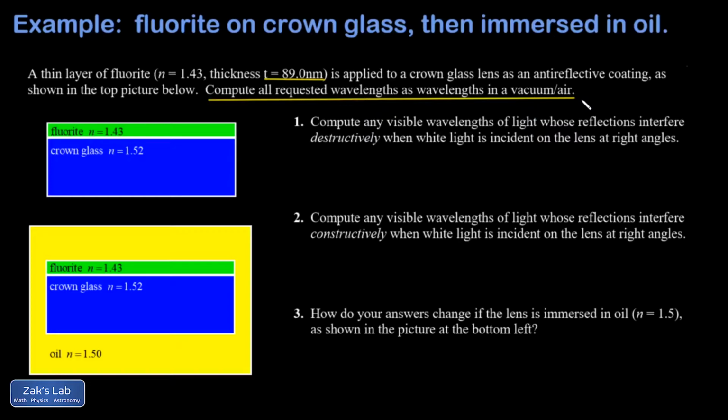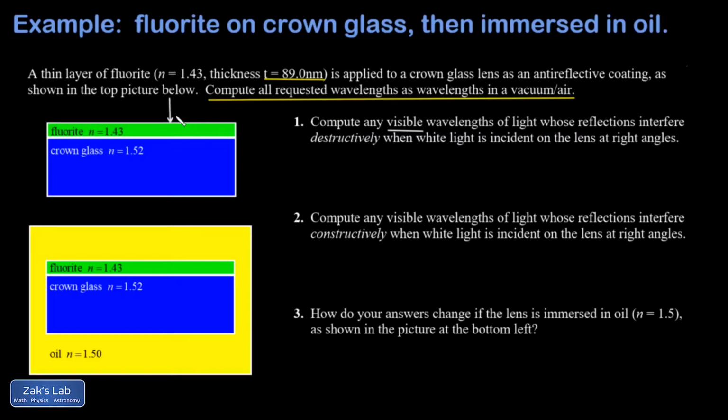So to start things out, we're asked to compute any visible wavelengths of light. So we're restricting ourselves to only those that land between 400 and 700 nanometers roughly, whose reflections interfere destructively when white light is incident on this fluorite layer.